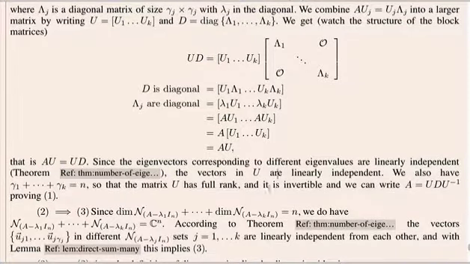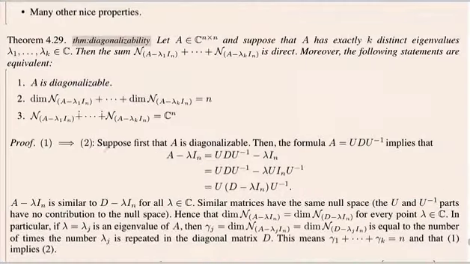We also have that the sum of these gammas, gamma_1 through gamma_k, equals n. And that means that the U matrix has full rank, and hence it's invertible, so from this identity we can write that A equals U D U inverse, which means that A is diagonalizable. So we have from 2 to 1 also.